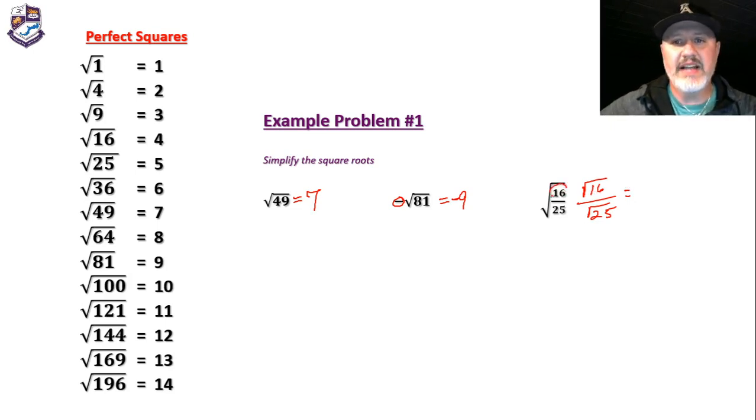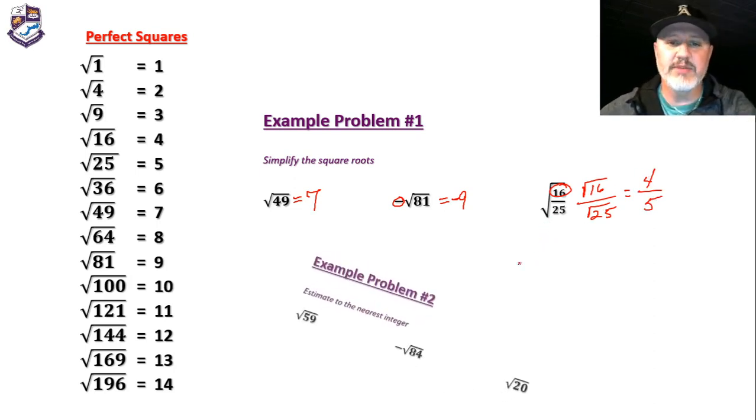So I'm basically asking myself, what times itself is 16? I look over at my chart, and I could say, oh yeah, 4. And what times itself is 25? That's 5. So the answer would be 4/5. All right, let's look at the second types of problems.